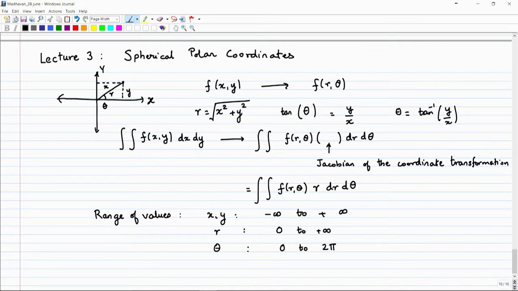So this is sometimes referred to as plane polar coordinates, or sometimes it is also referred to as circular coordinates. Now, this is plane because you are in the x y plane. Now, what happens in 3 dimensions? So, in 3D you get what is called spherical polar coordinates.